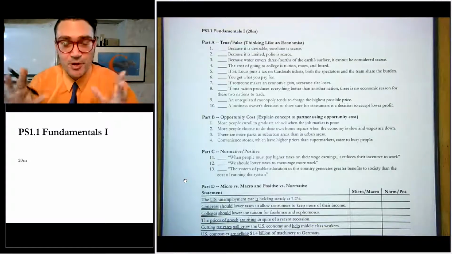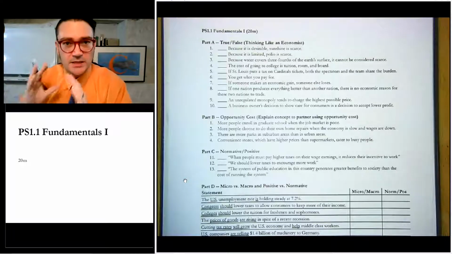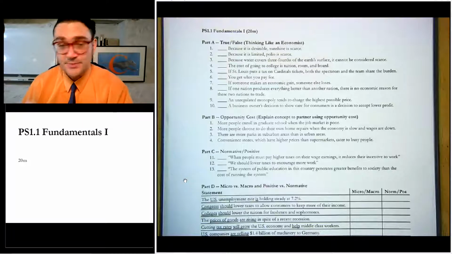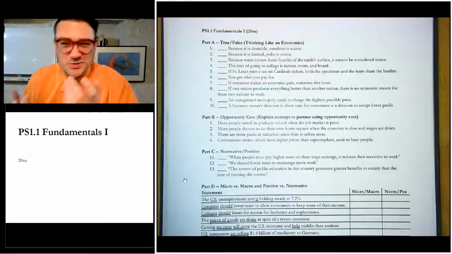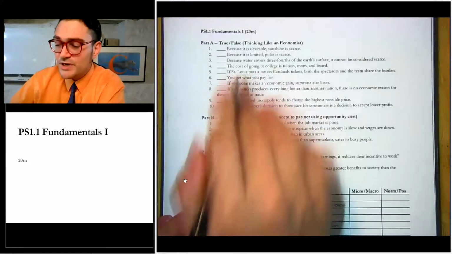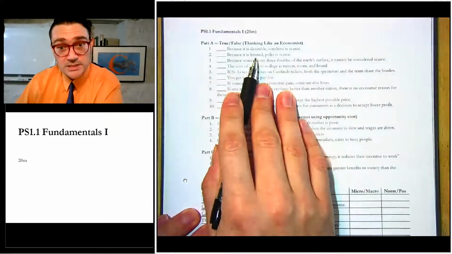So let's start with part A, true, false, thinking like an economist. This is going to be a little tough, and I bet by the end of it, some of you are going to be mad at me. But we'll smooth those feathers over. We'll be okay.